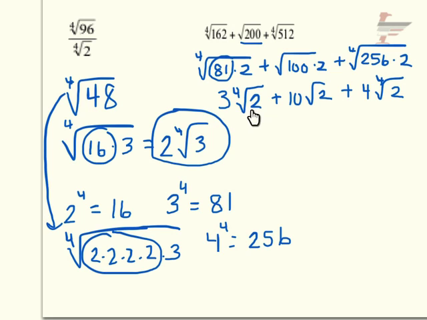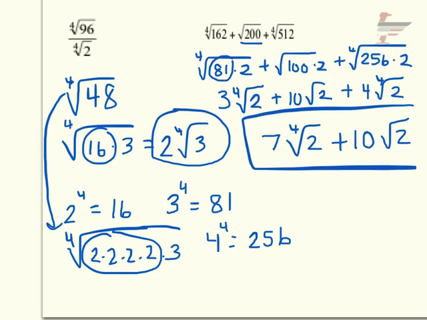So now, since I have fourth root of 2, fourth root of 2, I can add 3 of those plus 4 of those would be 7 of those fourth root of 2's. And then the 10 square root of 2 is not a like radical, so that's as far as I can take it.